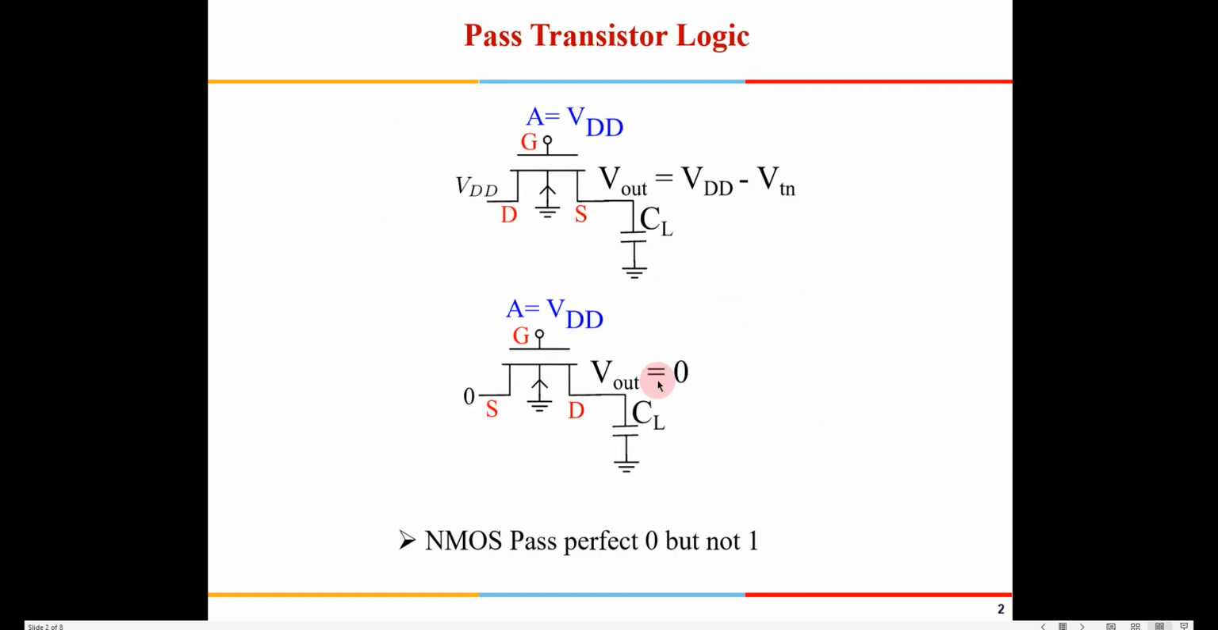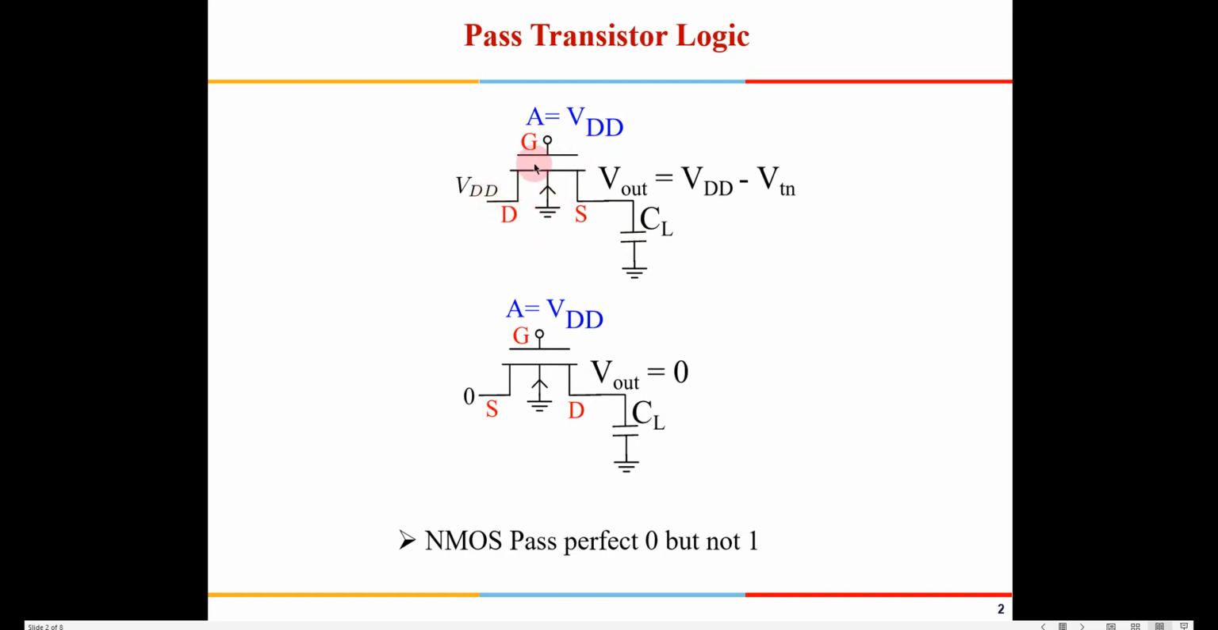This again we discussed in the very first class: an NMOS transistor, when we use it as a switch, can pass a perfect 0 but it cannot pass a perfect 1. I will just revisit that idea here.